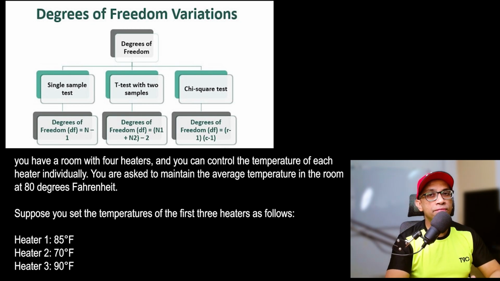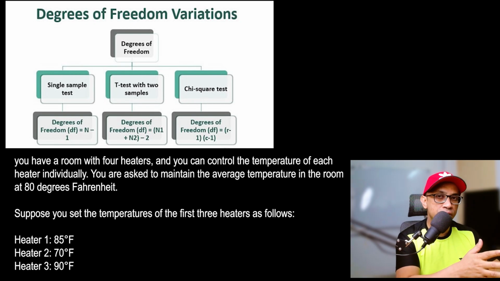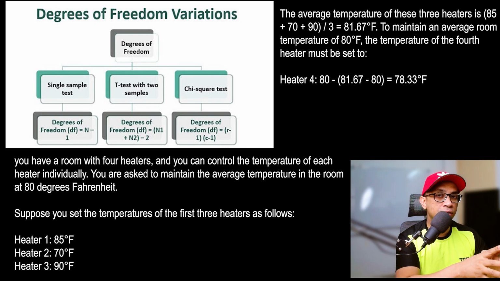In this case, you have the freedom to choose the temperature of the first 3 heaters independently. However, the temperature of the 4th heater is constrained by the condition of maintaining the average room temperature of 80 degrees Fahrenheit. Suppose you set the temperature of the first 3 heaters as heater 1 at 85 degrees, heater 2 at 70 degrees, and heater 3 at 90 degrees. So the average temperature of these 3 heaters will become 81.67 degrees Fahrenheit.